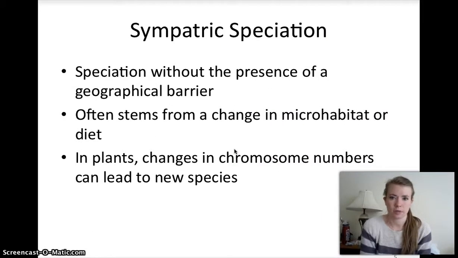Then we have sympatric speciation. This one's a little more complicated because this is what happens without the presence of a geographical barrier. It often comes from a change in microhabitat or diet, which we'll talk about, or it happens very often in plants due to changes in chromosome numbers.